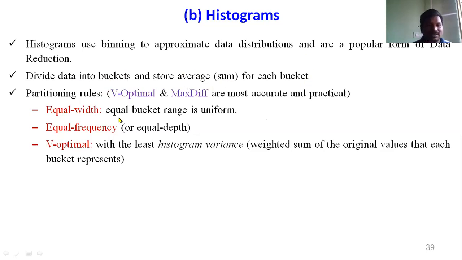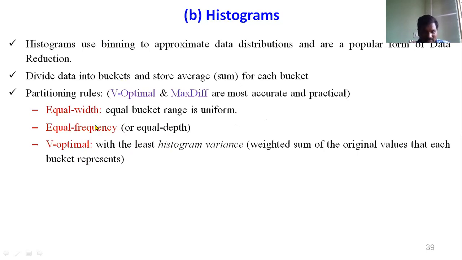Here is the partitioning rule. How can you partition? Based on equal width, where width means the bucket range is uniform. And then based on frequency, that is, equal depth. V optimal is one of the methods for partitioning.